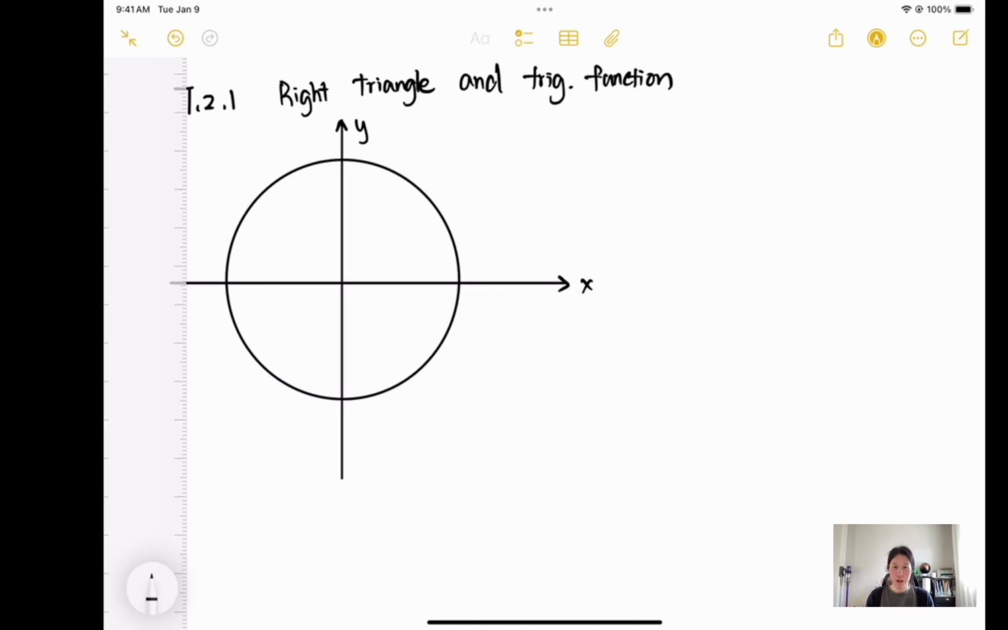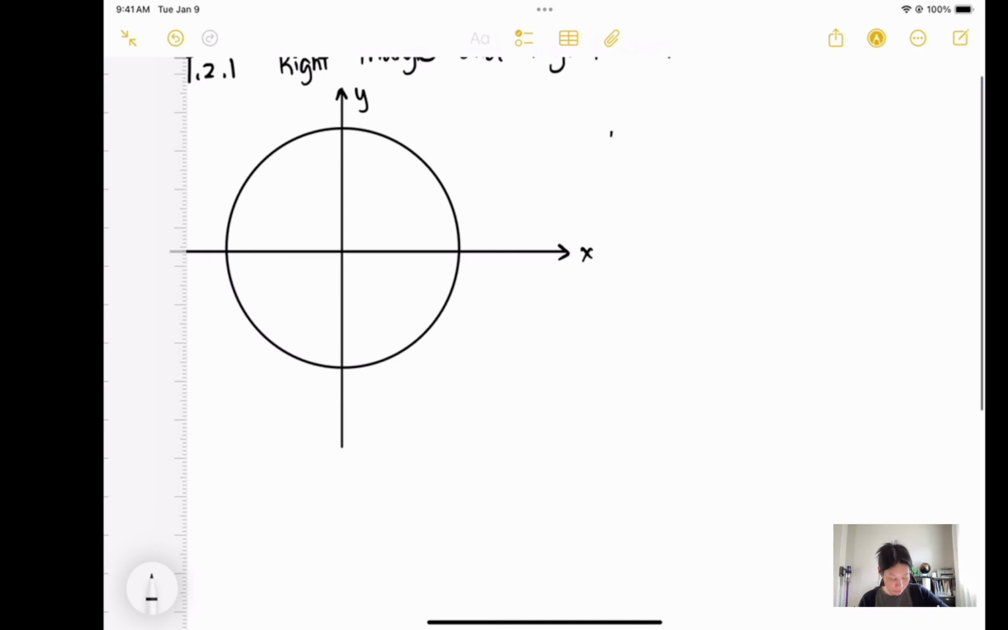So today we're going to talk about right triangles and the trigonometric functions. First of all, we need to talk about what a unit circle is. A unit circle means a circle whose center is at the origin of the coordinate plane and whose radius is 1.